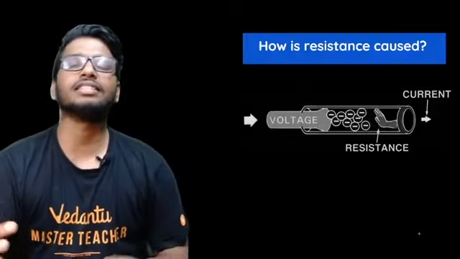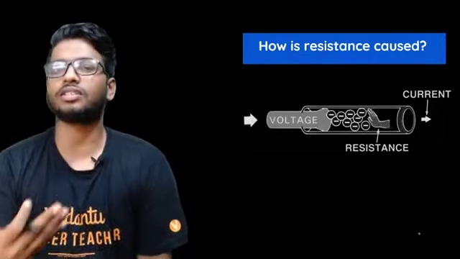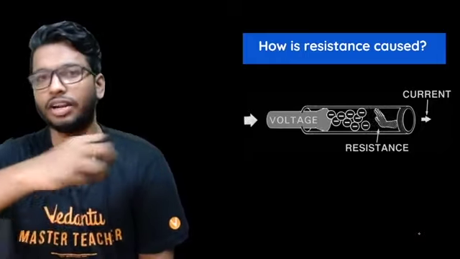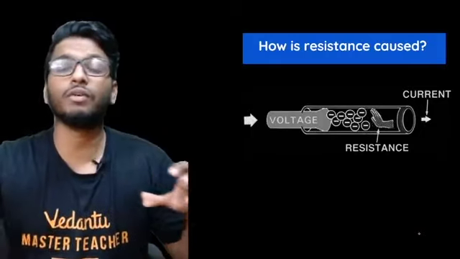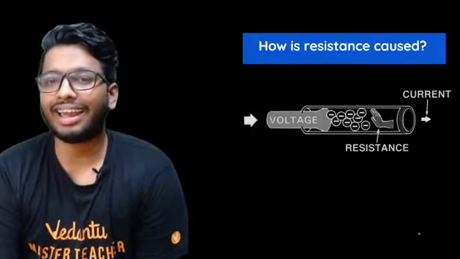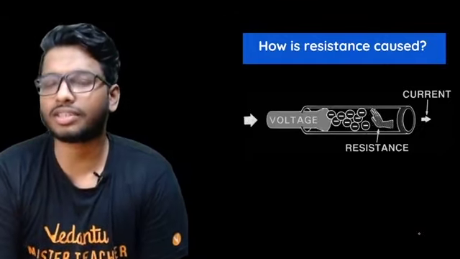Alright, anyways, guys, now we're going to talk about resistance. So in the last session I told you resistance is the obstruction offered to the flow of current. So when a charge is flowing through the conductor, the obstruction offered to it is what is called resistance.